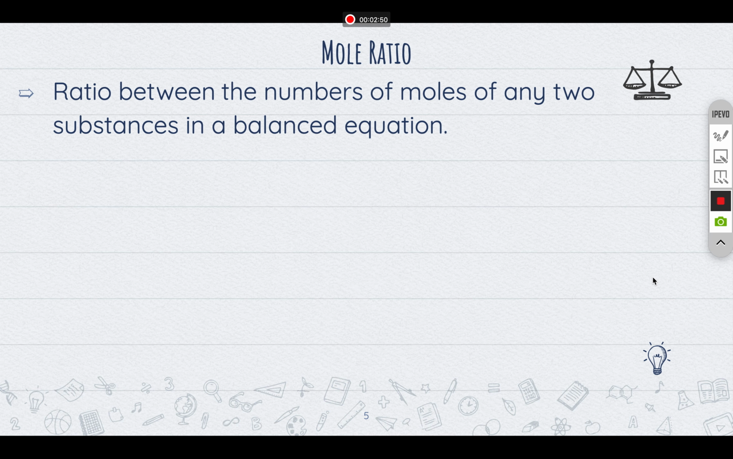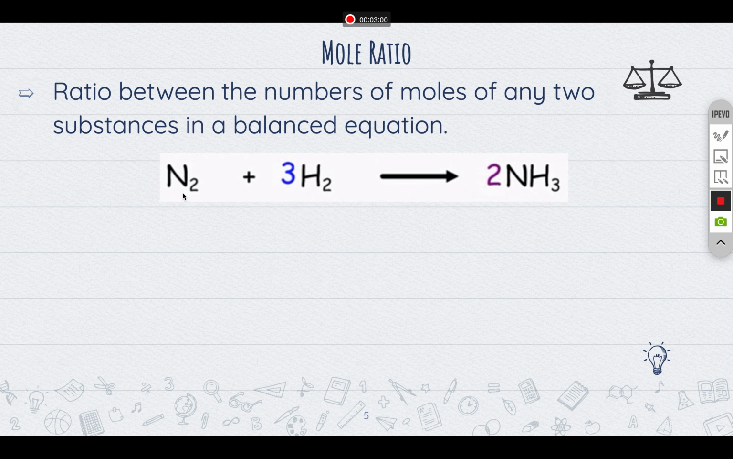All right, so let's talk about what mole ratio is. Mole ratio is basically when you take the coefficients from a balanced chemical reaction and you put them into a ratio. Okay, so here's a chemical reaction and it's balanced, right? There's a 1 here that we just assume is there in chemistry, so we don't have to write it in. So there's a 1 here, there's a 3, and there's a 2.